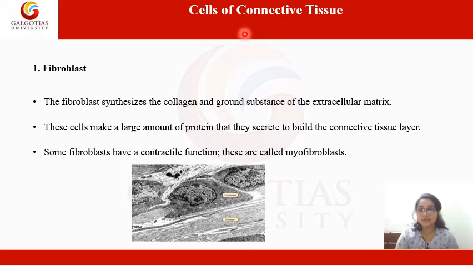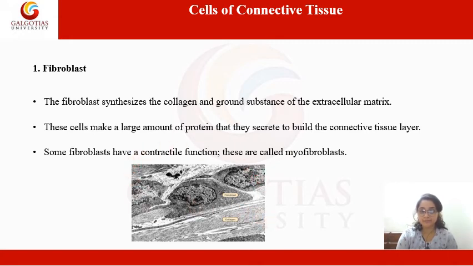Now, let's look at some of the cells of the connective tissue. The first cell of the connective tissue is the fibroblast. The fibroblast synthesizes the collagen and ground substance of the extracellular matrix. These cells make a large amount of protein that they secrete to build the connective tissue layer. Some fibroblasts have a contractile function and they are known as myofibroblasts. Myo means muscle. So this is the way a fibroblast looks under the microscope.